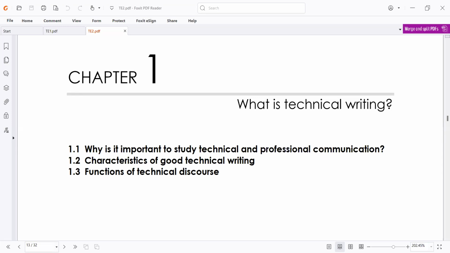And again, you are not writing literary English. You're not writing creative writing. It doesn't have to be personal or subjective. Okay? So one of the key features of technical English is that it is objective, that it is fact-based, not opinion-based.